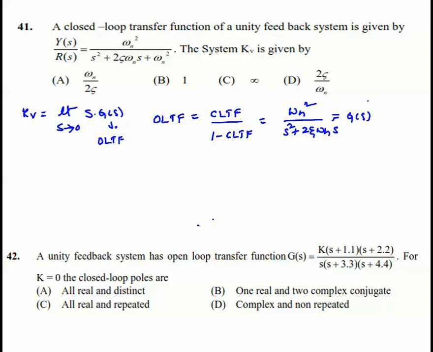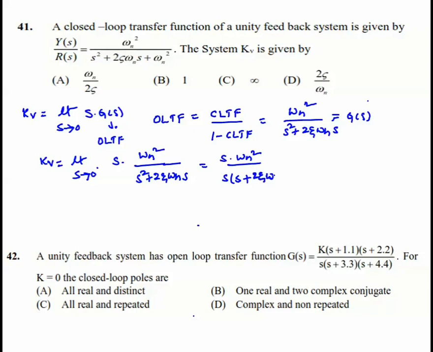So here kV is equal to limit s tends to 0 of s into G(s), which is s into omega n square divided by s square plus 2 zeta omega n into s. For further simplification I will make s common here: s into omega n square divided by s into (s plus 2 zeta omega n).